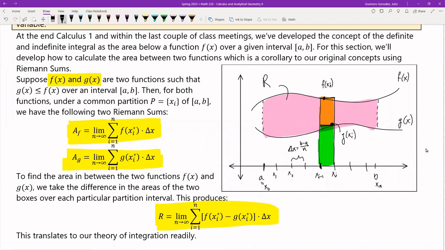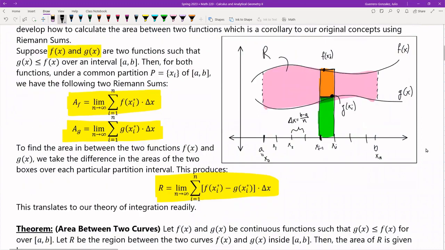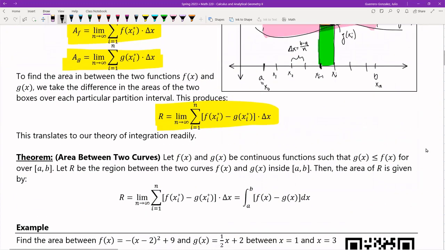That's how we find our area between two curves. And as we were doing before, since we're taking the limit as n goes to infinity and we have our a and our b, this translates to the expression that we have for the integral. So the area between two curves is given by this integral statement right here.